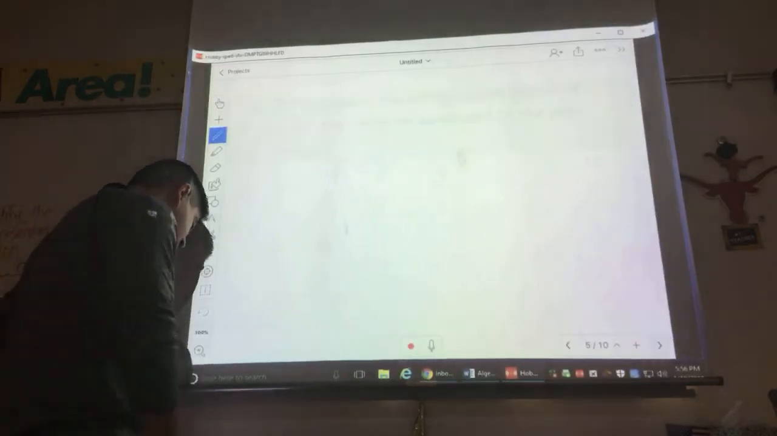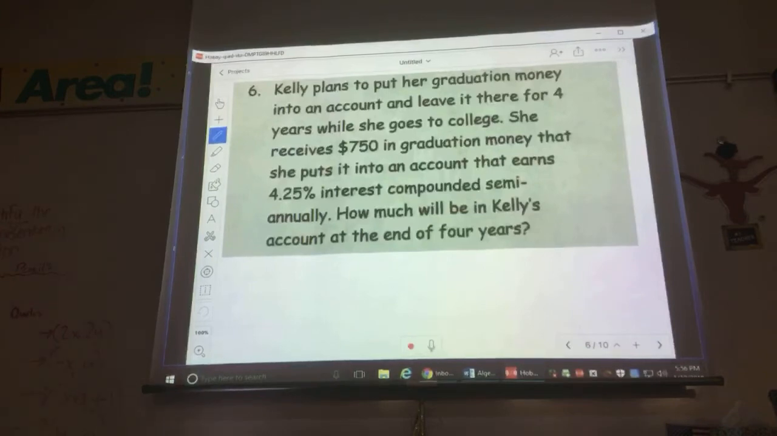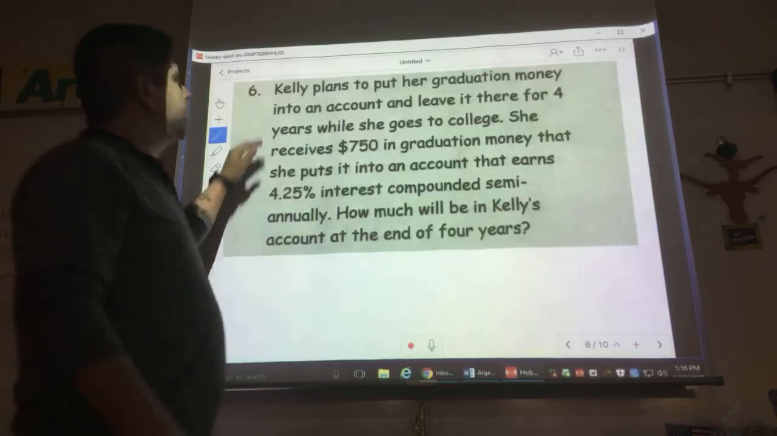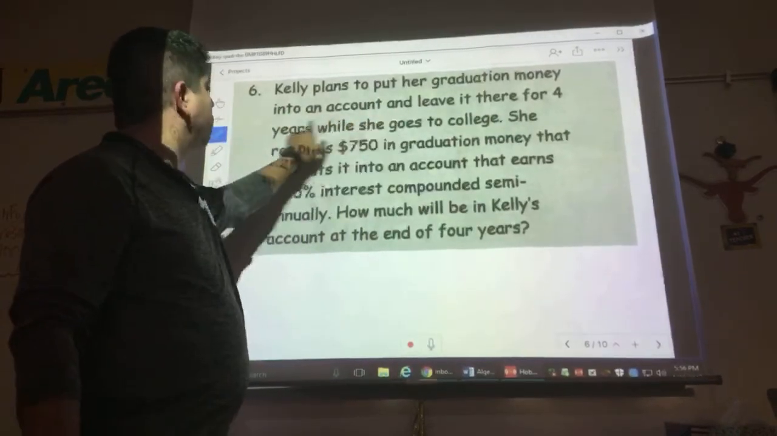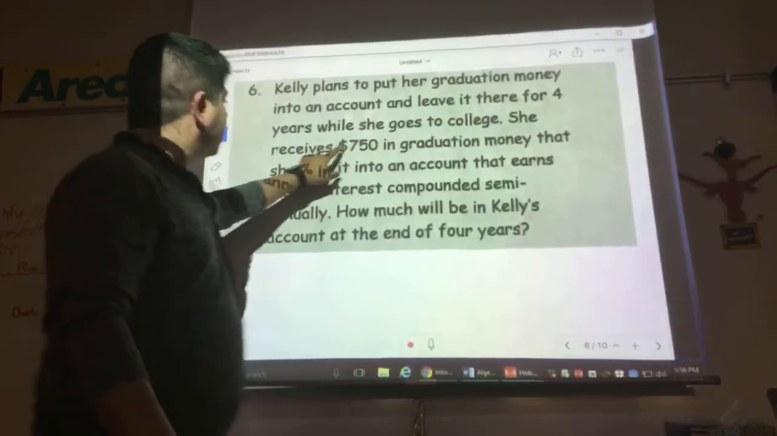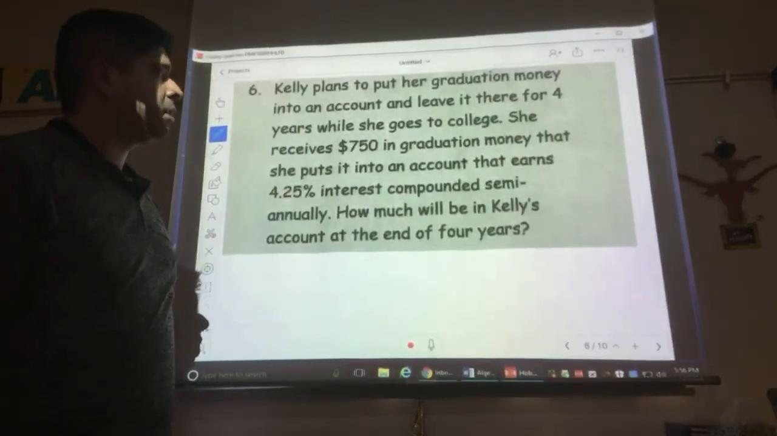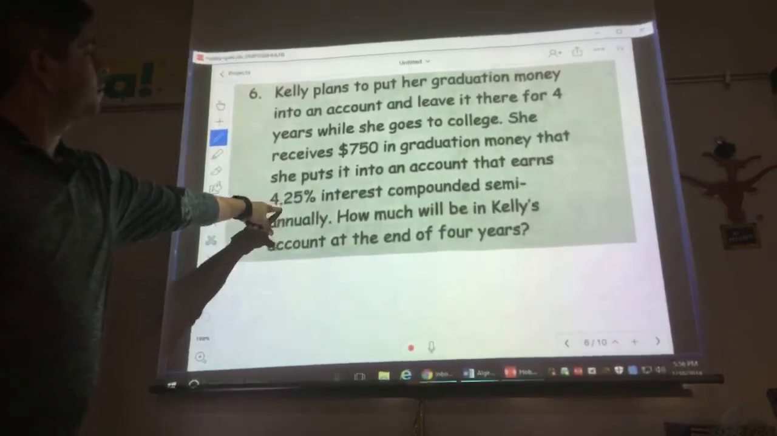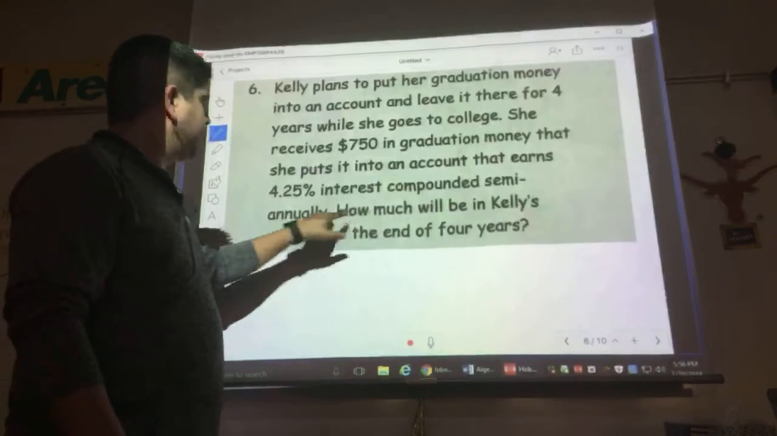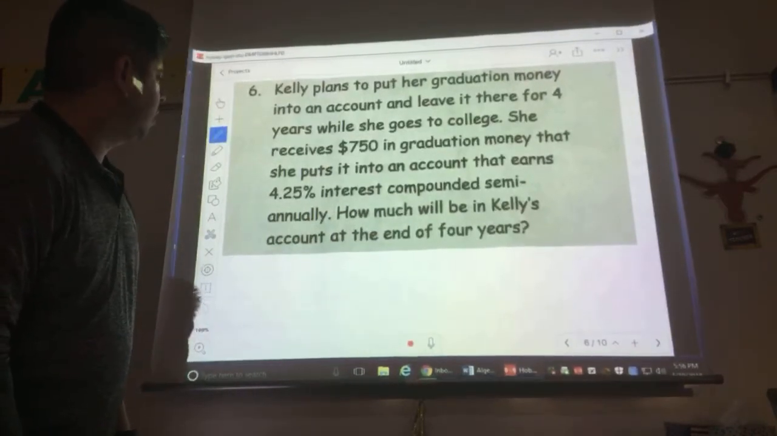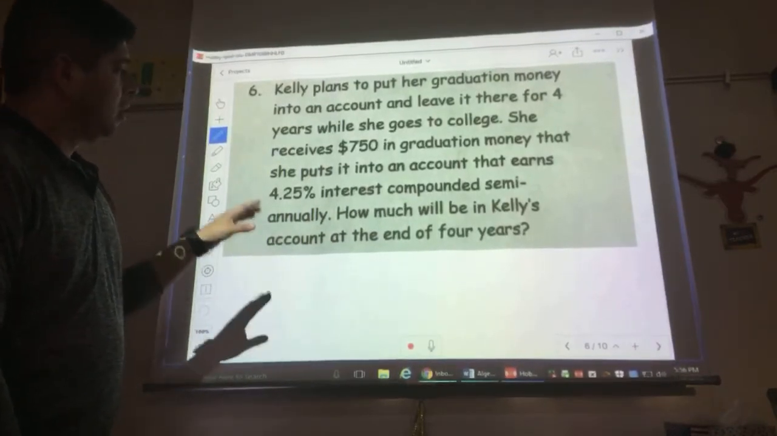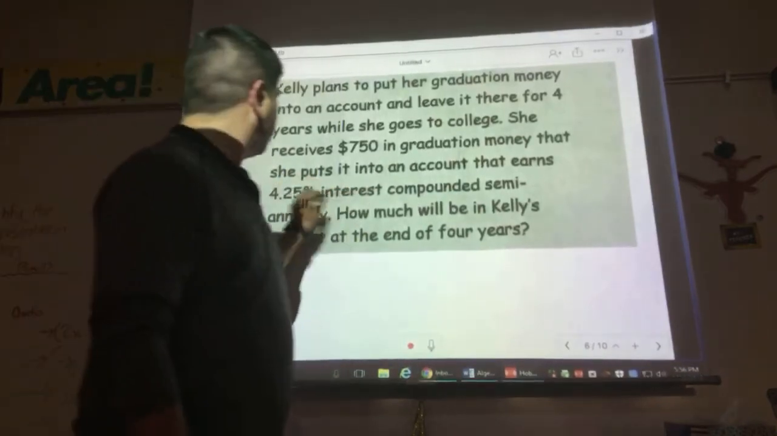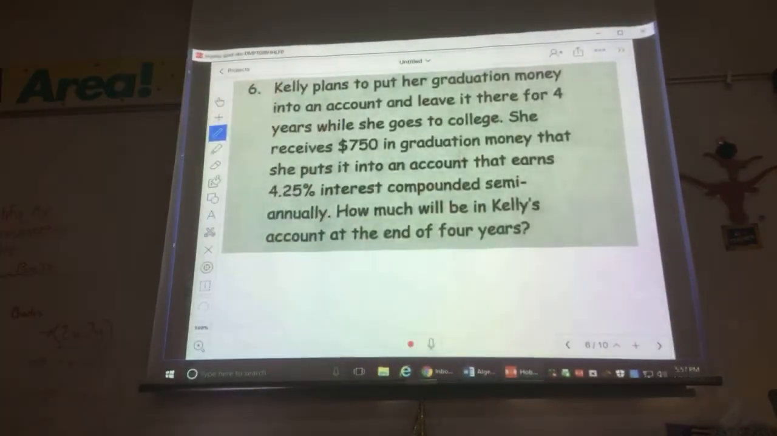Okay, here's number 6. Kelly plans to put her graduation money into an account and leave it there for 4 years while she goes to college. She receives $750 in graduation money that she puts into an account that earns 4.25% interest compounded semi-annually. How much will be in Kelly's account at the end of 4 years? So let me check this and make sure that Ms. McFerrin meant to put semi-annual. Let me see what she put for her answer.